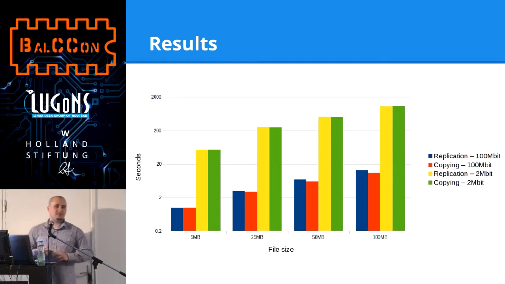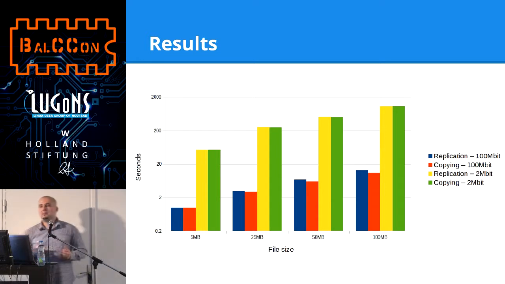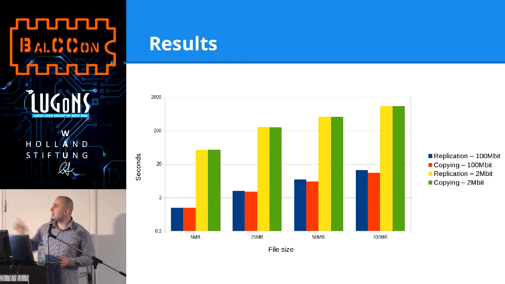In order to test this whole approach that we devised, we thought about the file sizes, and they should correspond to the expected file sizes that our students will upload. So there were 5, 25, 50, and 100 megabyte files. For the first round of testing, we copied those files manually over the local network and over the internet. Those results are in red, and those results are orange. So manual copying is orange. Then we created a replicated cluster and uploaded the same file sizes, and we measured time. Those times are represented in blue.